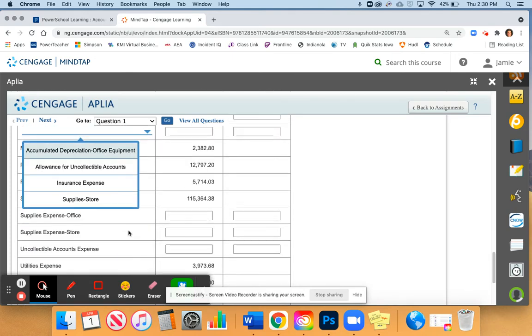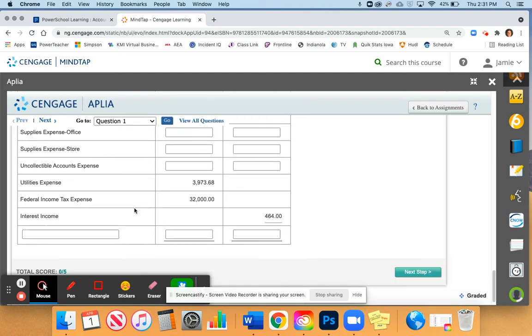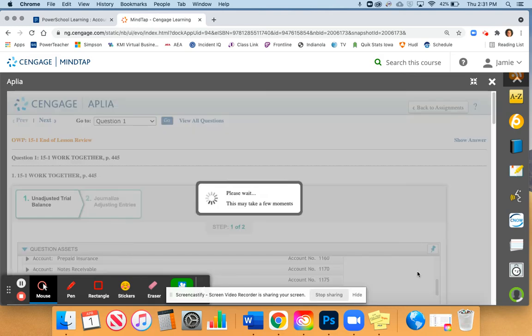Next we have insurance expense. There's also no balance for insurance expense, so we'll just leave that blank. And then we need to total it up. So the totals, 624 after totaling all those numbers. And they balance, so we are good to move on to the next step.